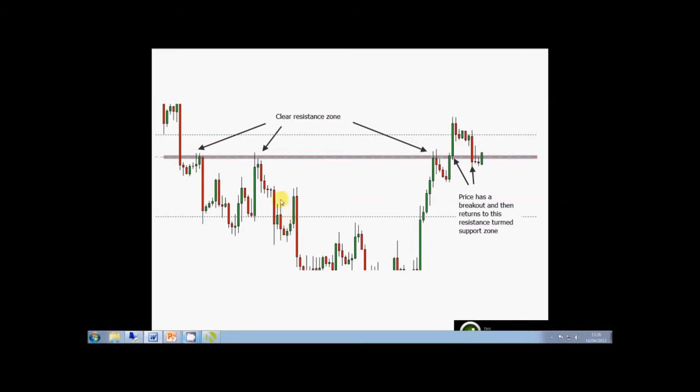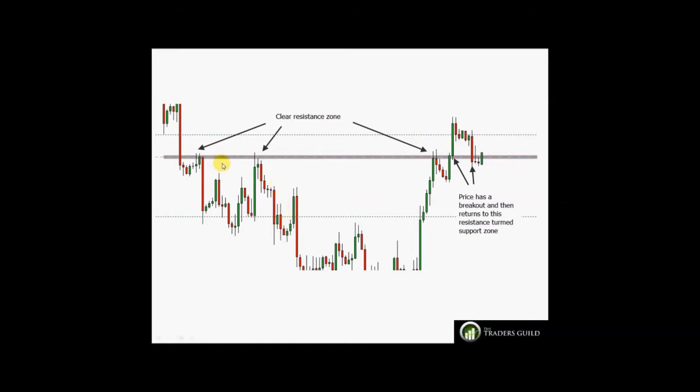Okay, this is a 1-hour time frame again, and we see a clear resistance zone. We have a breakout. Price then comes back to return. Price then returns to this resistance turned support zone. This is an SR pivot zone. Okay.